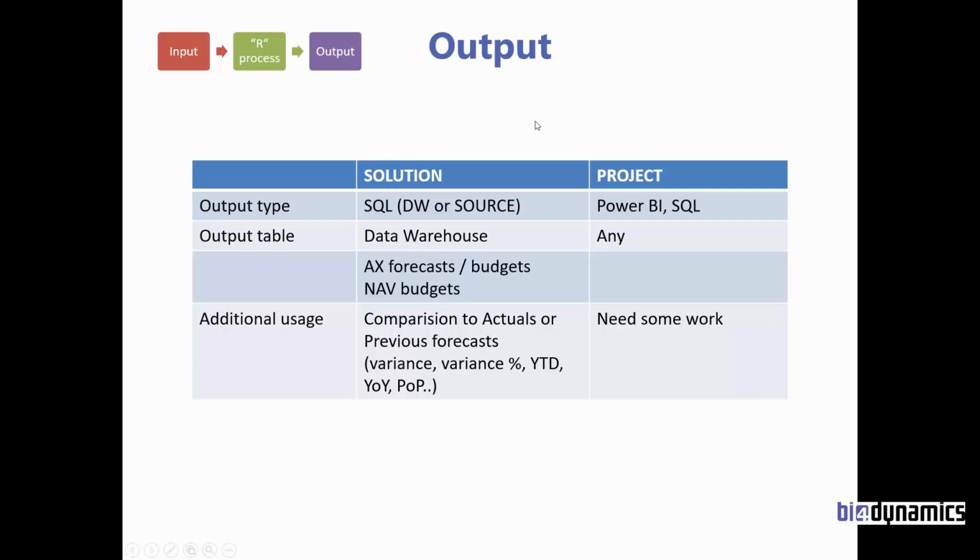And then the output. What is the output? We have seen the output in Power BI can be a visual, can be a table. In our case, it will be a SQL table. We will put it into a data warehouse. We can put it also directly to ERP as an AX forecast or budget or NAV budget table, and use it directly for everything that we have done for the data warehouse, as a comparison to actuals, which we have done right now, comparing to 2017 or to the previous forecast, and do all the time intelligence.